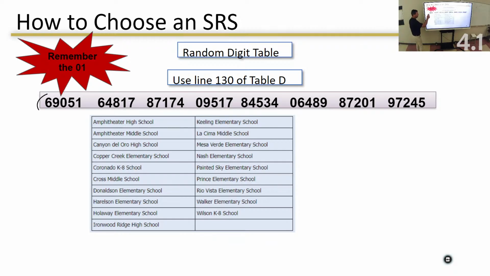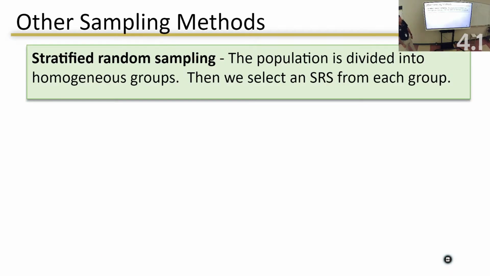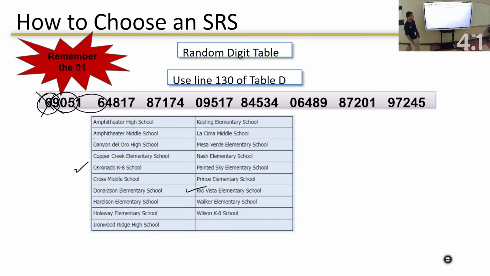So the very first number is a 69. Well, I don't have one of those. Then I got to go to 05. 1, 2, 3, 4, 5. That's the first one I'm choosing. And then I got to go to 16. I forget where that one's at. There's number 16. I think I did all this. Oh, yeah, boom. Then I got to look at what? 48, too big. 17, there's my third one. I'm done. There's my 3 schools.